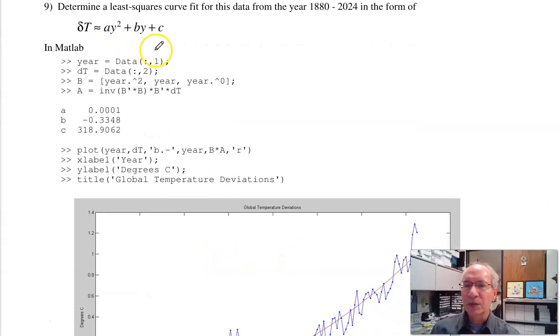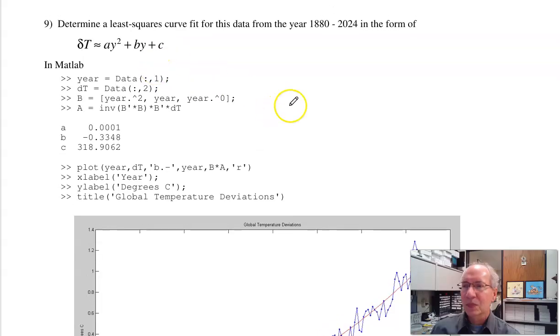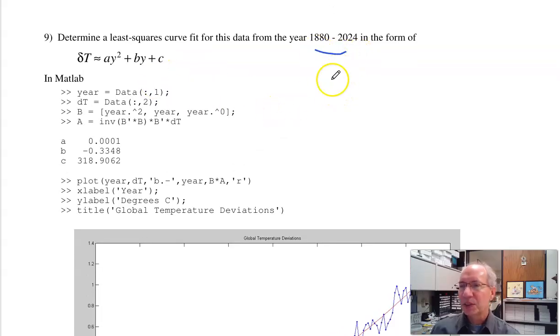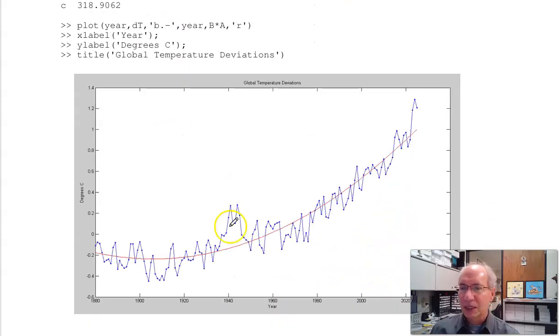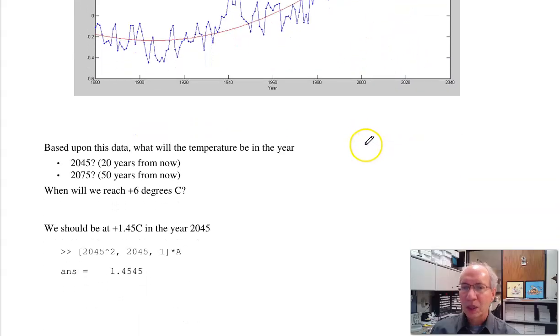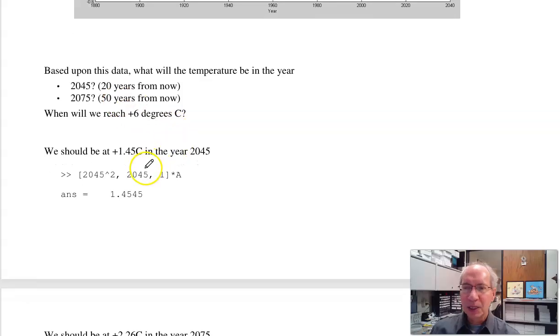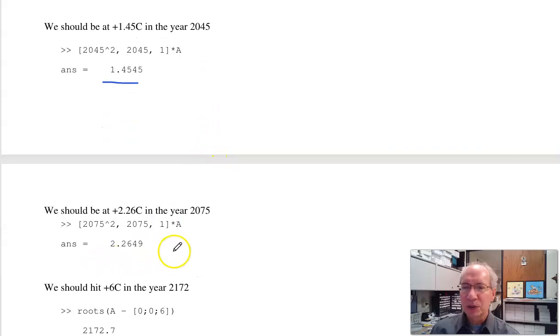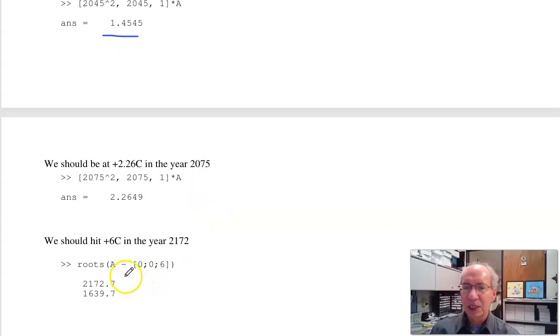Finally, if I did a parabolic curve fit, this is for all years. It was supposed to be 1970, but I forgot to change that. Either one's fine. If you follow the directions and do all years, import all the data, do a curve fit, plot it, and that's my parabolic curve fit. Based upon the data, I should be at 1.45 degrees in 2045, 2.26 degrees in 2075, or hit 6 degrees Celsius in 2172.